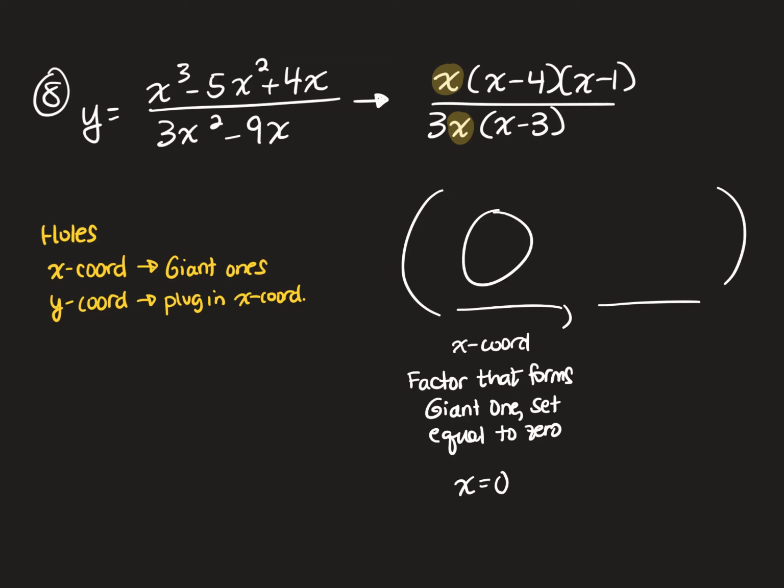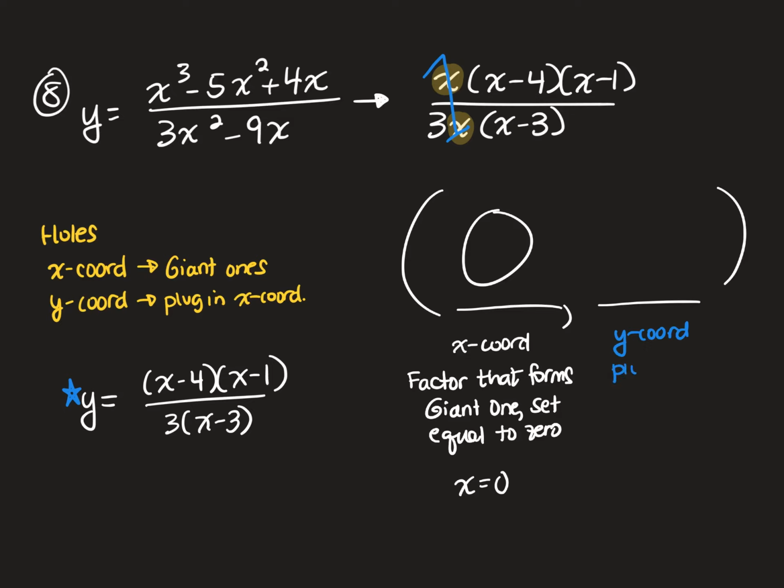The second step is to take that x-coordinate and plug it back into our function. But this is where you need to be really careful. We need to actually simplify that giant 1 before we can do this. So I'm going to write that down here. The simplified version of our function ends up being x minus 4 times x minus 1 over 3 times x minus 3. I'm going to star this one. To find the y-coordinate, I'm going to plug the x-coordinate I just found into the starred version of my function.